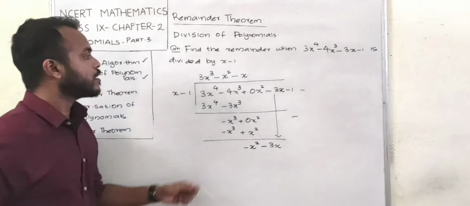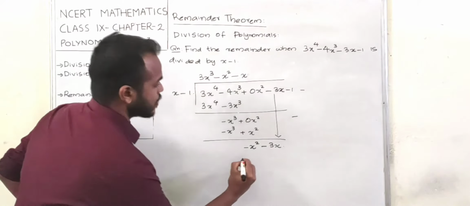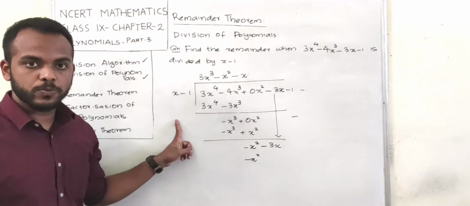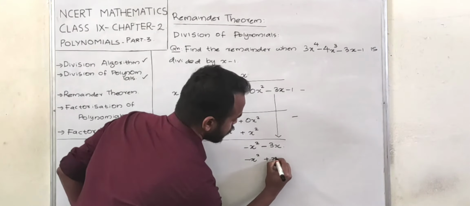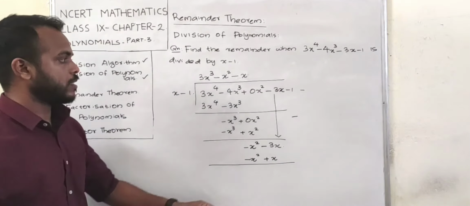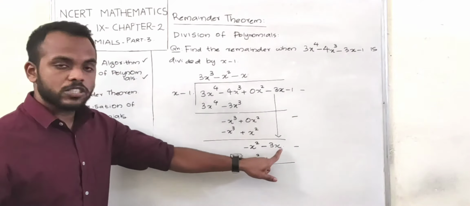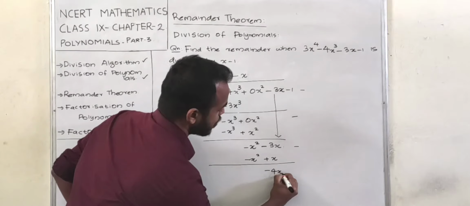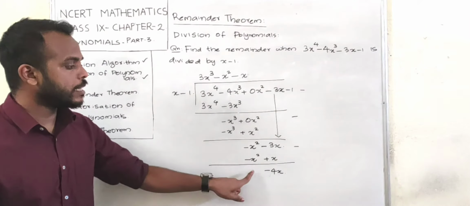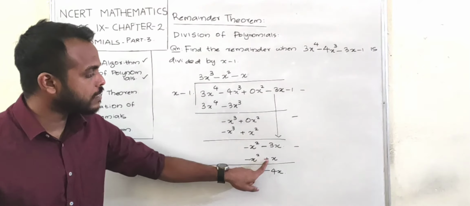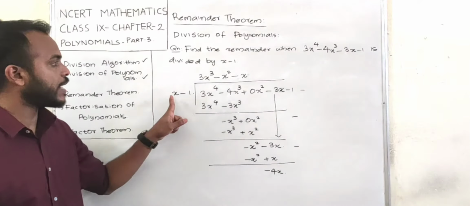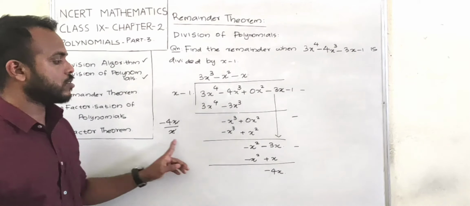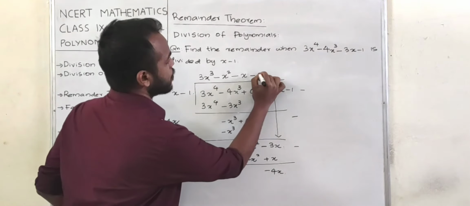So minus x into x is minus x square, minus x into minus 1. Negative and negative becomes positive. X into 1 is x. So that's it. Now let's see again the subtraction process. Minus 3x minus x is minus 4x. I hope it's clear. This again becomes 0. Now minus 4x divided by x. This x and x get cancelled. That is minus 4. So we'll write minus 4 here.